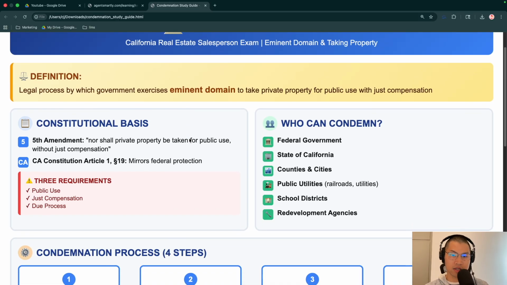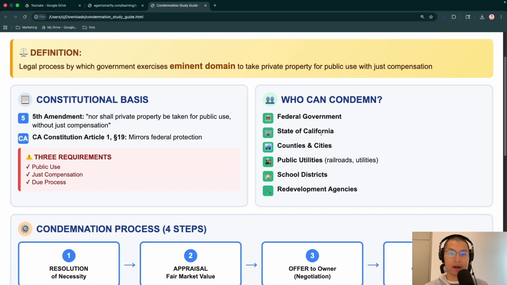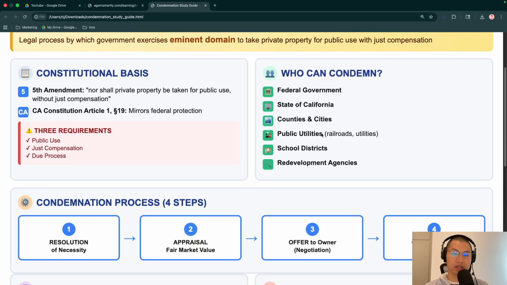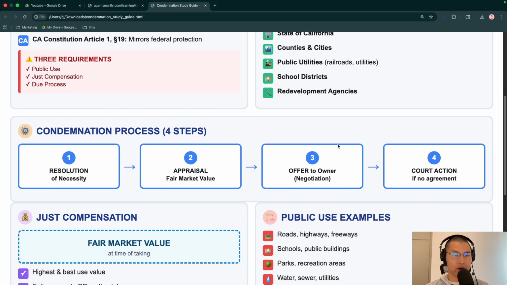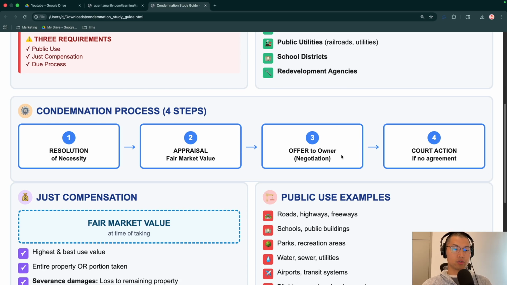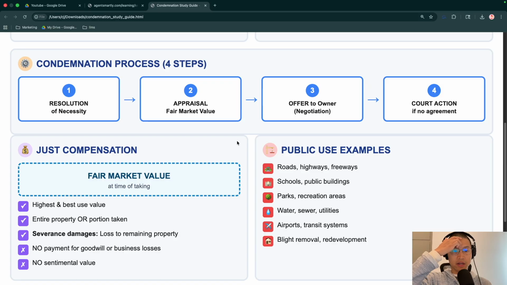And the second thing is, who can take the property? The federal government and the state of California, and also the county, city, public utilities, school district. So pretty much all the government and organizations, right? So usually there are four steps, more comprehensive than the two steps we just talked about. So resolve necessity, appraisal, which gives you a fair market value, and an offer to the owner. Of course, you could negotiate with the government, and the court approves or disapproves.